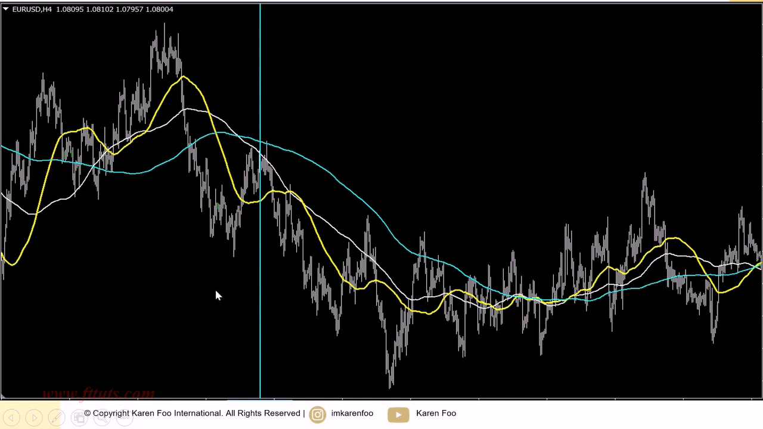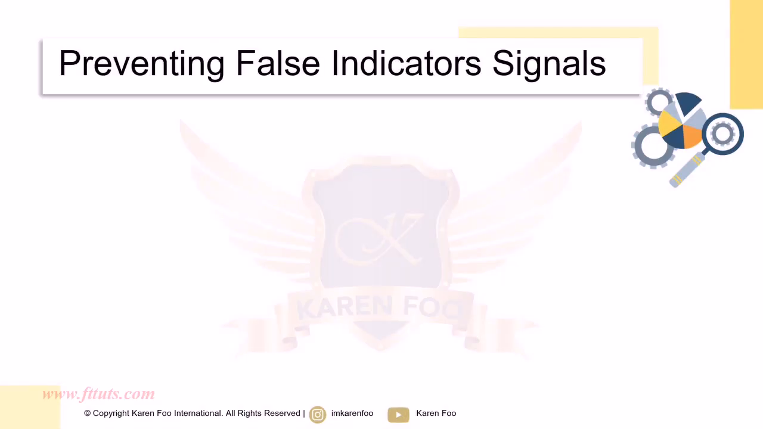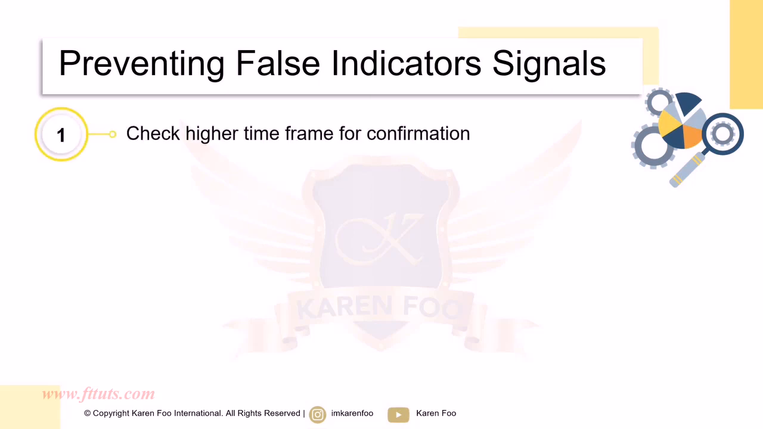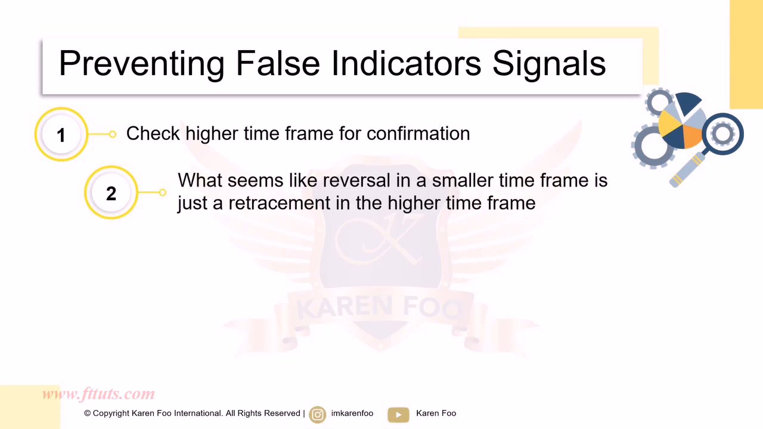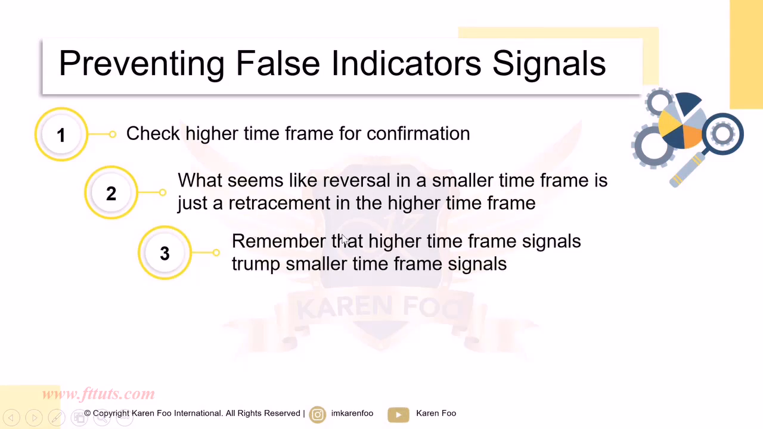Alright, so make sure you apply multiple time frame analysis. This is really important. So basically, in summary, how do you prevent false indicator signals? First thing first, check the higher time frame for confirmation. Make sure it's telling you the same thing. Secondly, understand that what seems like a reversal in a smaller time frame is just a retracement in the higher time frame. And remember that higher time frame signals trump smaller time frame signals, not Donald Trump, okay?